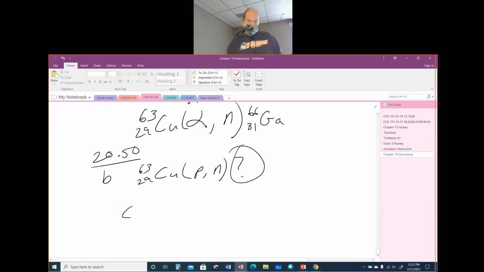All right, so you got your copper 63 29. You've got your proton. You have to know that a proton is either P 1 1 or H 1 1. I would accept either for proton. Neutron, you have to know that that is one neutron, 0 protons. So you have to know the numbers that go with that.